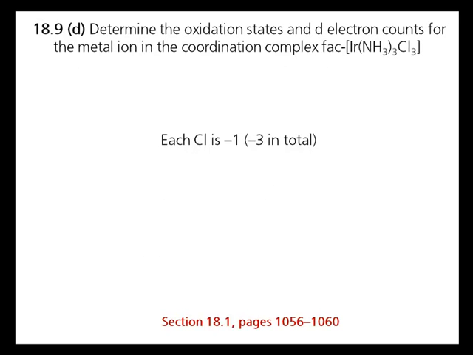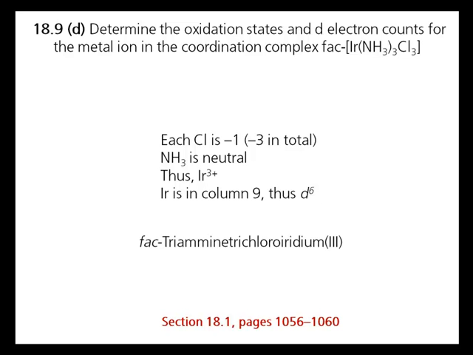Here's an iridium complex. We see 3 chlorides, -1 each, for a total of -3. The ammonias are neutral. The overall complex is neutral, so the iridium must be in a 3+ oxidation state. Iridium is in group 9 of the periodic table, so the neutral iridium atom would be s2d7, and to make iridium 3+ requires removing both s electrons and one of the d electrons, leaving behind 6 d electrons. And the name of this compound is fac-triamminetrichloroiridium(III).